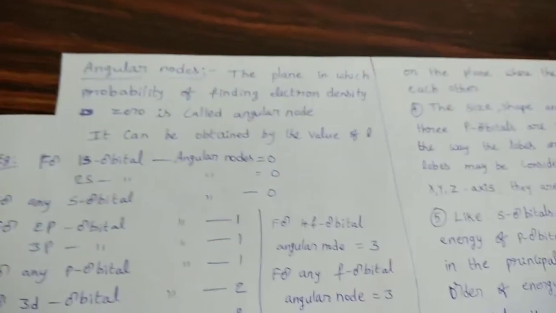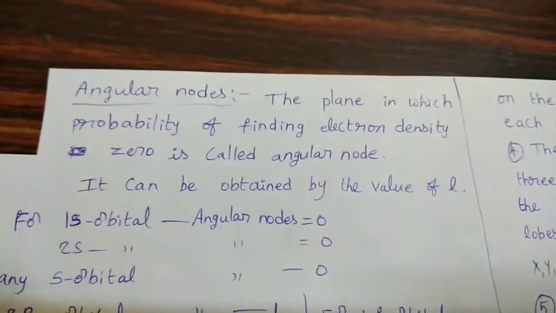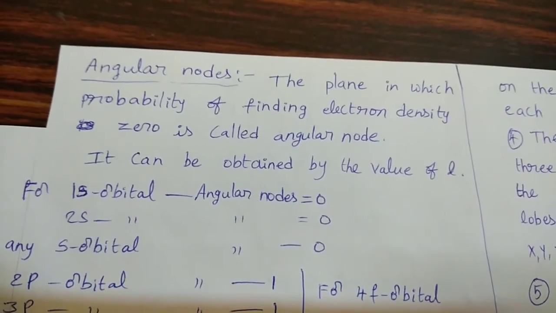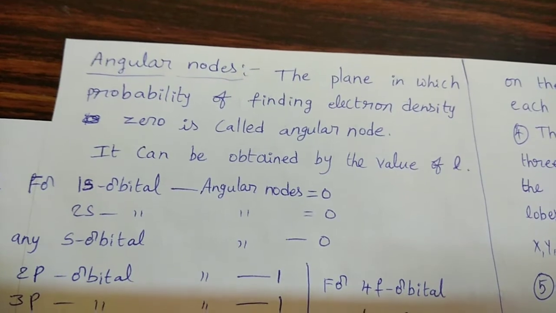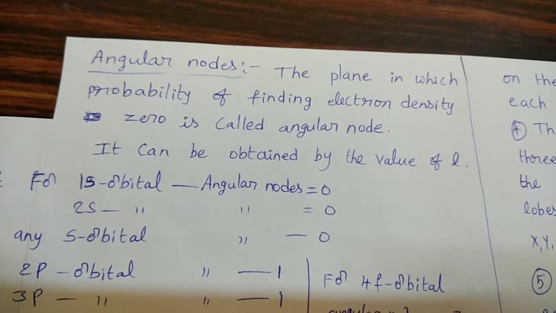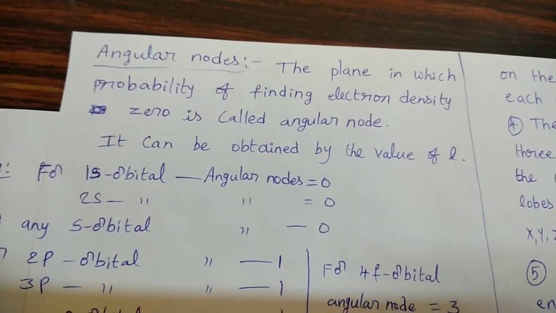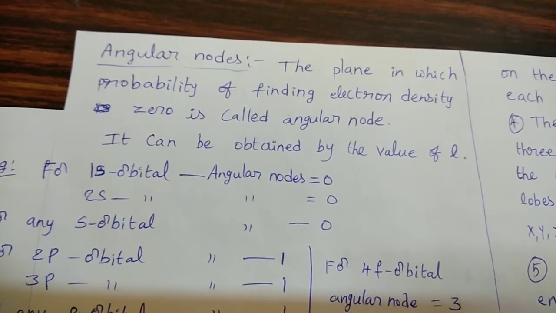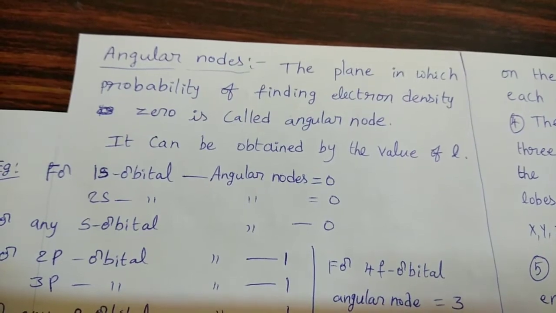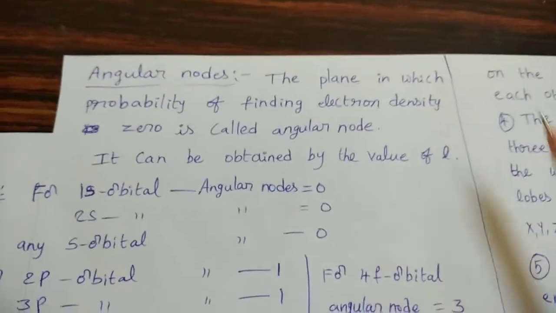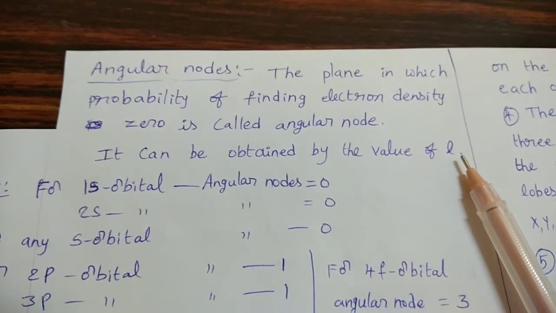See the next one. Angular node. Angular node means the plane in which the probability of finding electron density is 0. It is a two-dimensional region. Along two axes, a plane is formed. In that plane, electron density is 0, that is an angular node. It is also called a nodal plane. It can be calculated by the l value.